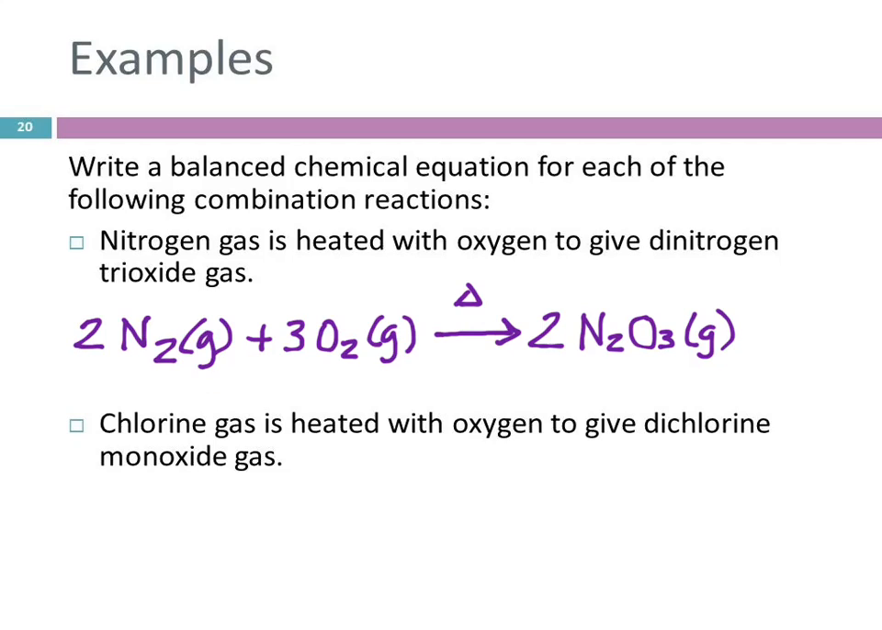Okay, so any questions about this one? Let's do the next one. Chlorine gas is heated with oxygen to give dichlorine monoxide gas. First step is to write the formulas. So chlorine gas, Cl, is it diatomic? Yes, it is. So Cl2, it's gas, heated with oxygen. So oxygen is a reactant.